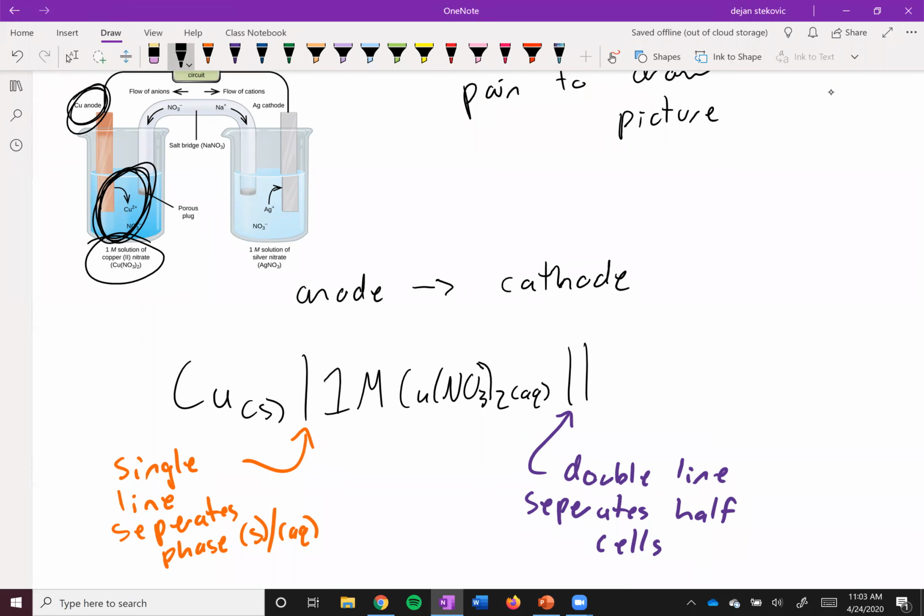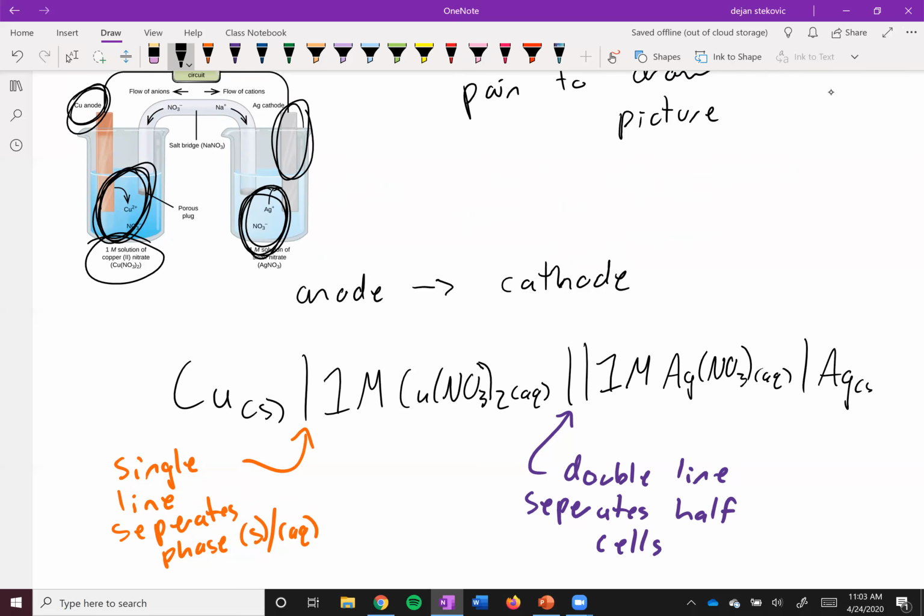On the cathode side of things, first off, we have our solution, our 1 molar silver nitrate. Aqueous, and then a single line to separate the phase. And then here we have a solid silver electrode, right? And so it makes sense. If you think about the flow of the electron, it's going to go from left to right. It's going to leave the solid copper to become copper 2+, and then it's going to go across and interact with the silver plus to form silver solid.